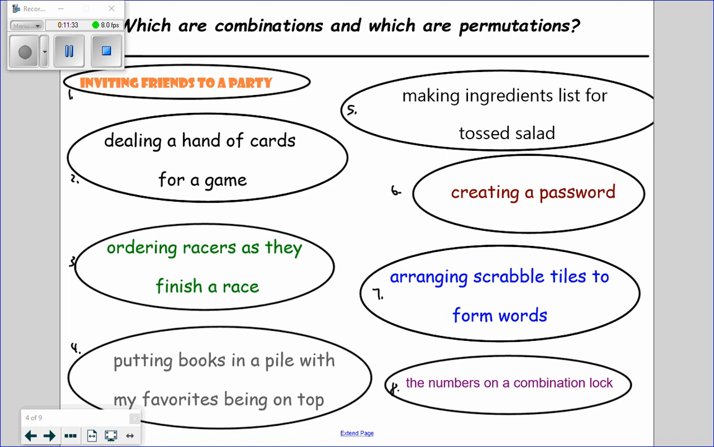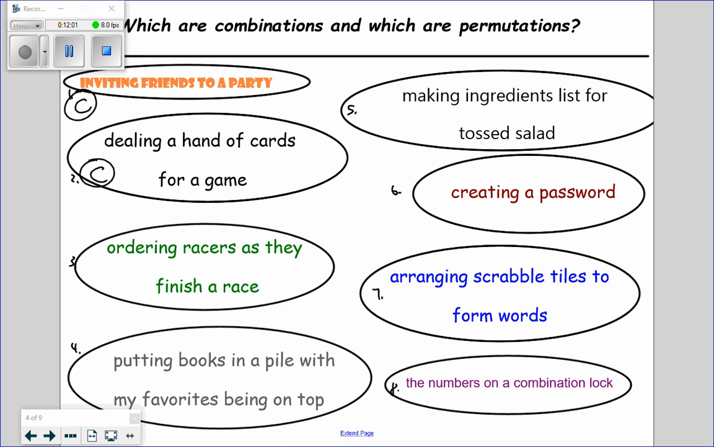It's a selection, right? It doesn't matter what order you invite them in, you just invite them. You're just sending out invites, so this would be a combination. Dealing a hand of cards for a game. So how many different hands could you be dealt? Combination or permutation? Combination. Because what's the first thing you do once you get those cards? You put them in the order that you want anyway, right? So the order doesn't matter.